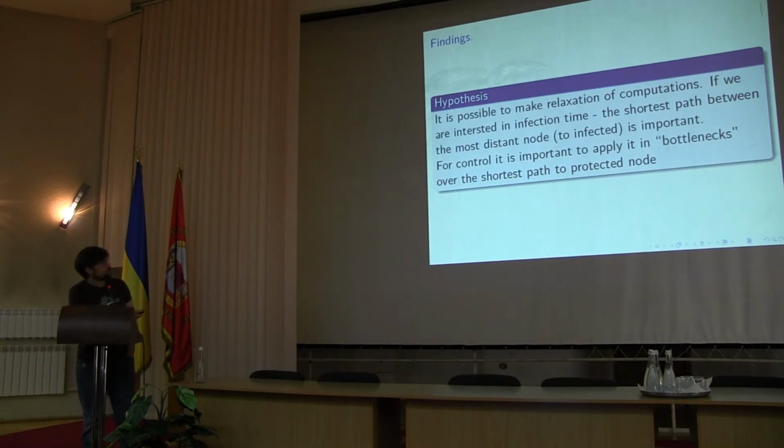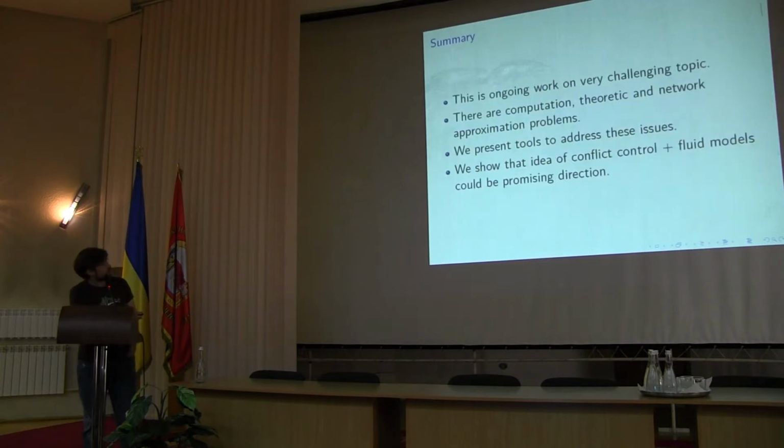If we are interested in infection time, then the shortest path between the most distant node and the infected node is important. We can skip other calculations, and for control it is important to apply it in the bottlenecks of the shortest path to the protected node. So in this manner we can achieve the best possible results.